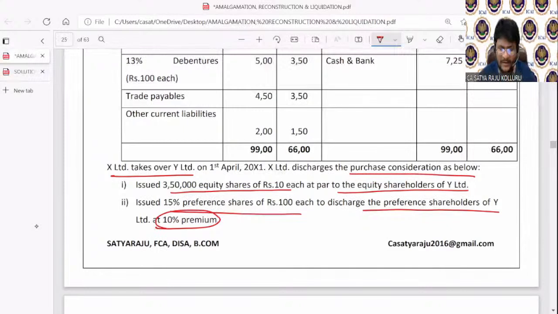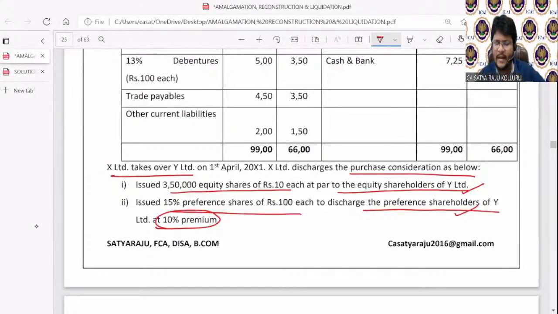Net payments method. What about others, guys? Very few members are responding. I need more responses. Please, all of you participate in the discussion. Yes, it is absolutely net payments method, because the amount payable to equity shareholders and the amount payable to preference shareholders we can easily ascertain. That's why the method of purchase consideration is net payments method.